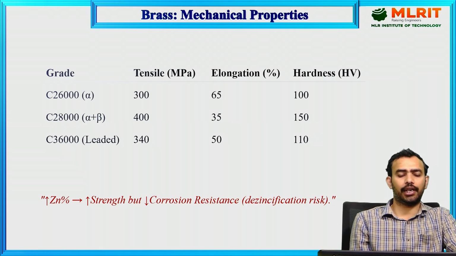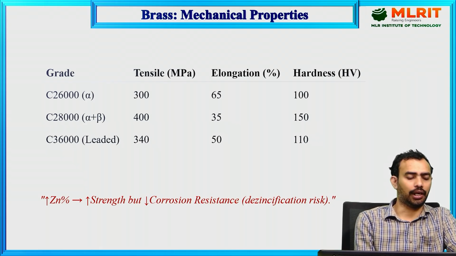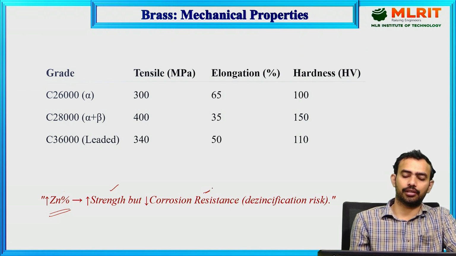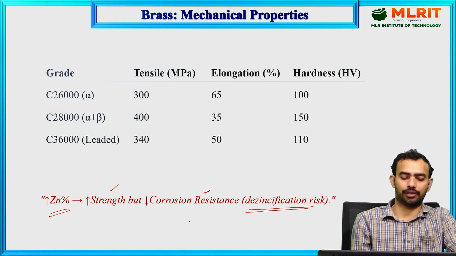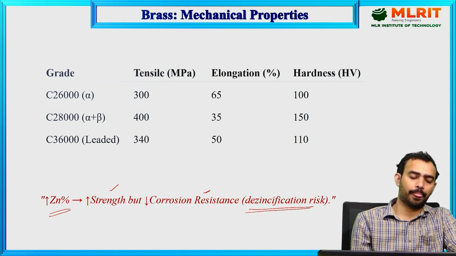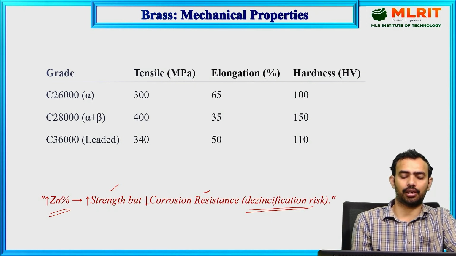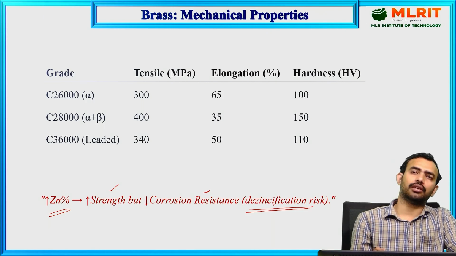If you see the mechanical properties, the underlying fact you can notice here is that as the percentage of zinc increases, strength increases, but the corrosion resistance reduces. So this has a de-zincification risk. As the percentage of zinc increases, strength rises in the material, but its corrosion resistance dramatically falls.